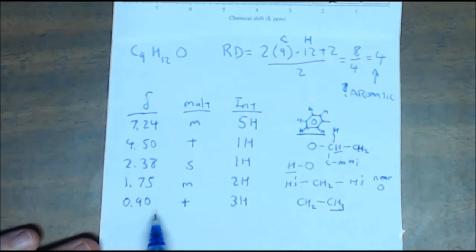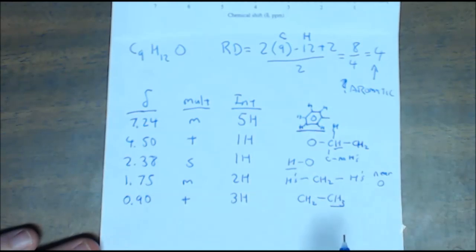Now down here, 0.9. You see 0.9, and I want you all to start thinking methyl group, because that's the only thing that shows up down there. 0.9, methyl group. 3 hydrogens, methyl group. All right? So say it to your computer right now. Say it. 0.9, methyl group. 3 hydrogens, methyl group. Computer, why aren't you listening to me?